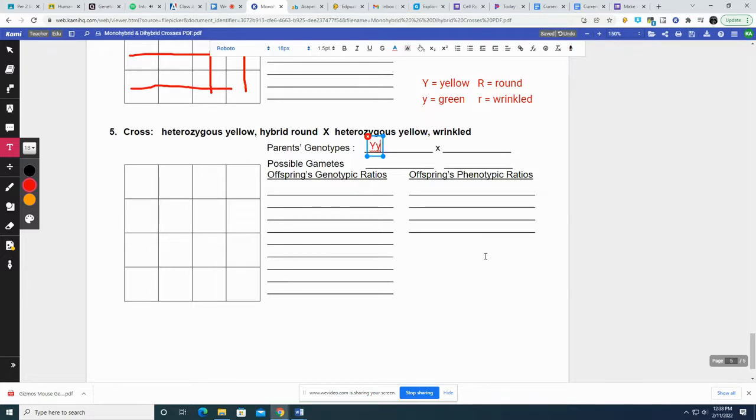Hybrid round. What does hybrid mean? It means different. Big R, little r. Boom. I got this guy on the left. I got his genotype. Now we got to get this guy on the right, his genotype, or her, whatever. Heterozygous yellow. Heterozygous means different. So I need big Y, little y. Wrinkled seeds. You can see up there that wrinkled is recessive. So the only way you can have wrinkled seeds, you got to have little r, little r. Yay, I got the genotypes of the parents.